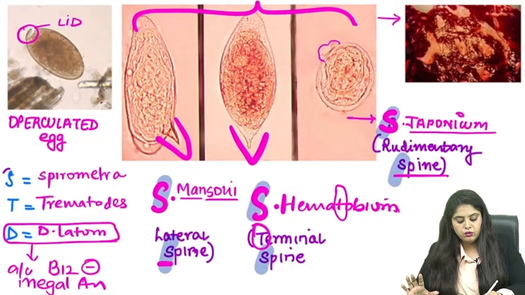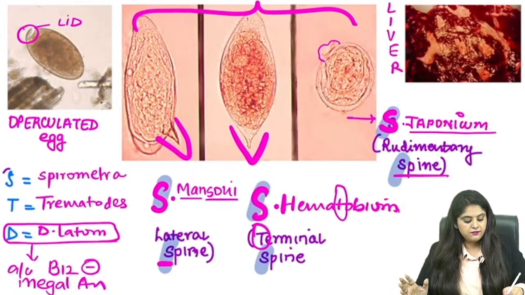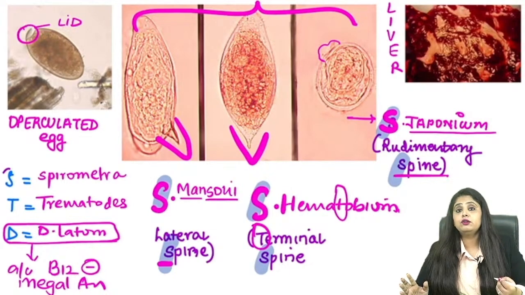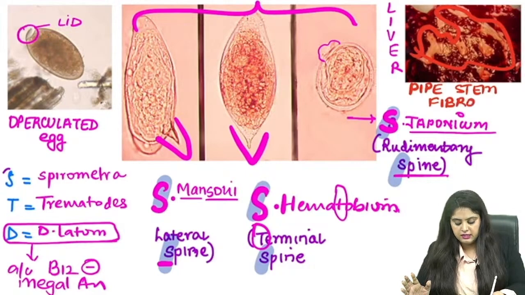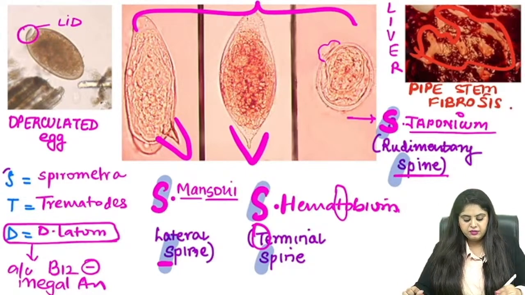What do the schistosomas cause? If you did not know, this is a specimen of the liver. Ma'am, it's not looking like the liver. They will tell me it's the liver, but it's not looking like the liver because it's showing you these white fibroses. In the liver, schistosoma tends to cause pipe stem fibrosis.